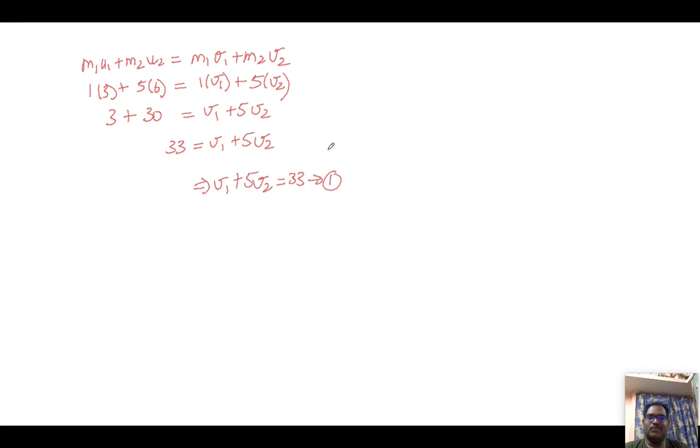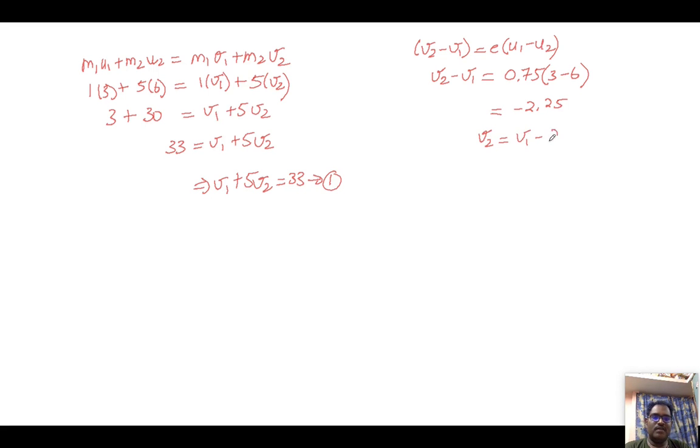I will consider this as equation 1. The second equation is v2 minus v1 is equal to coefficient of restitution e into u1 minus u2. v2 is unknown, so v2 minus v1. The e value is given, which is 0.75, and u1 is 3 and u2 is minus 6. So this will be minus 2.25. So your v2 is equal to v1 minus 2.25.